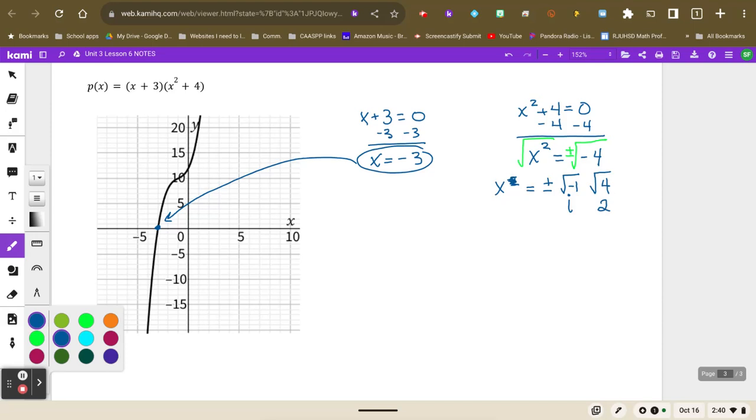Should be an x, sorry. And we can get this one, x equals plus or minus 2i. And that is going to be your imaginary or complex answer. All right, now you're going to be working on your assignment.